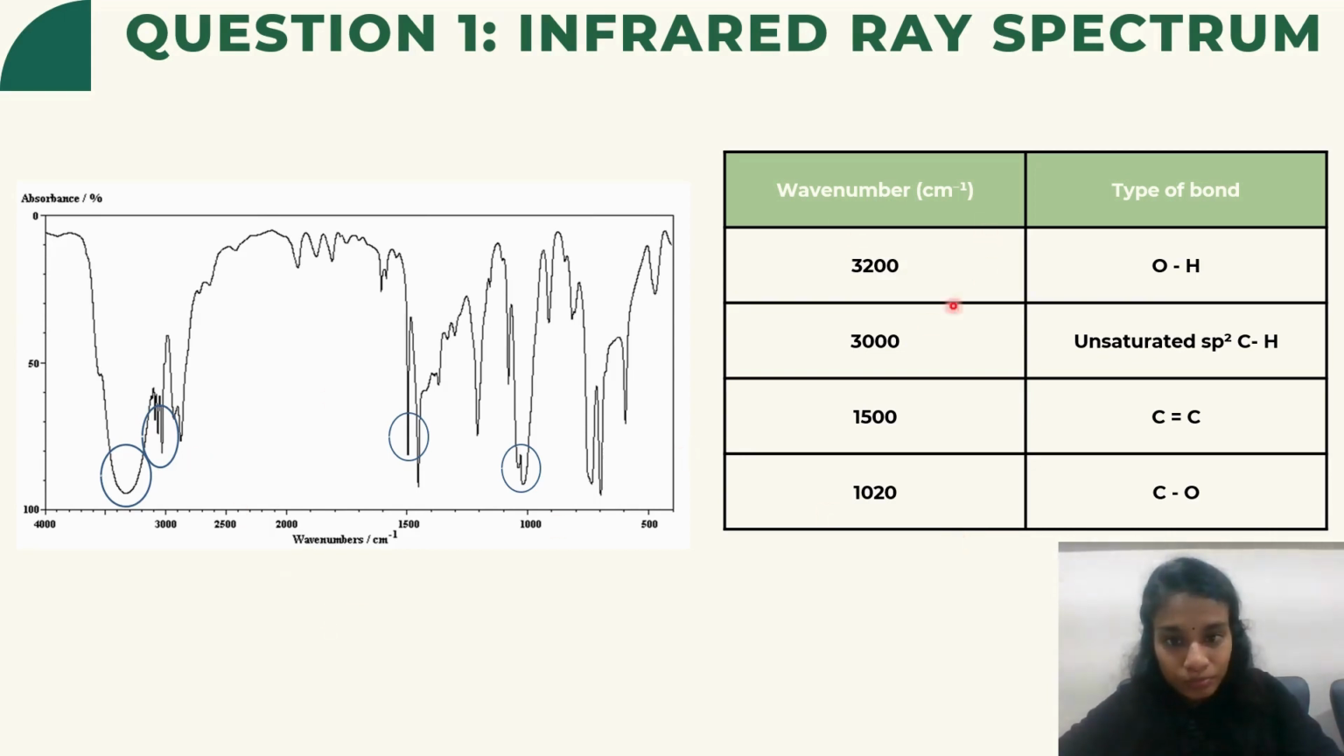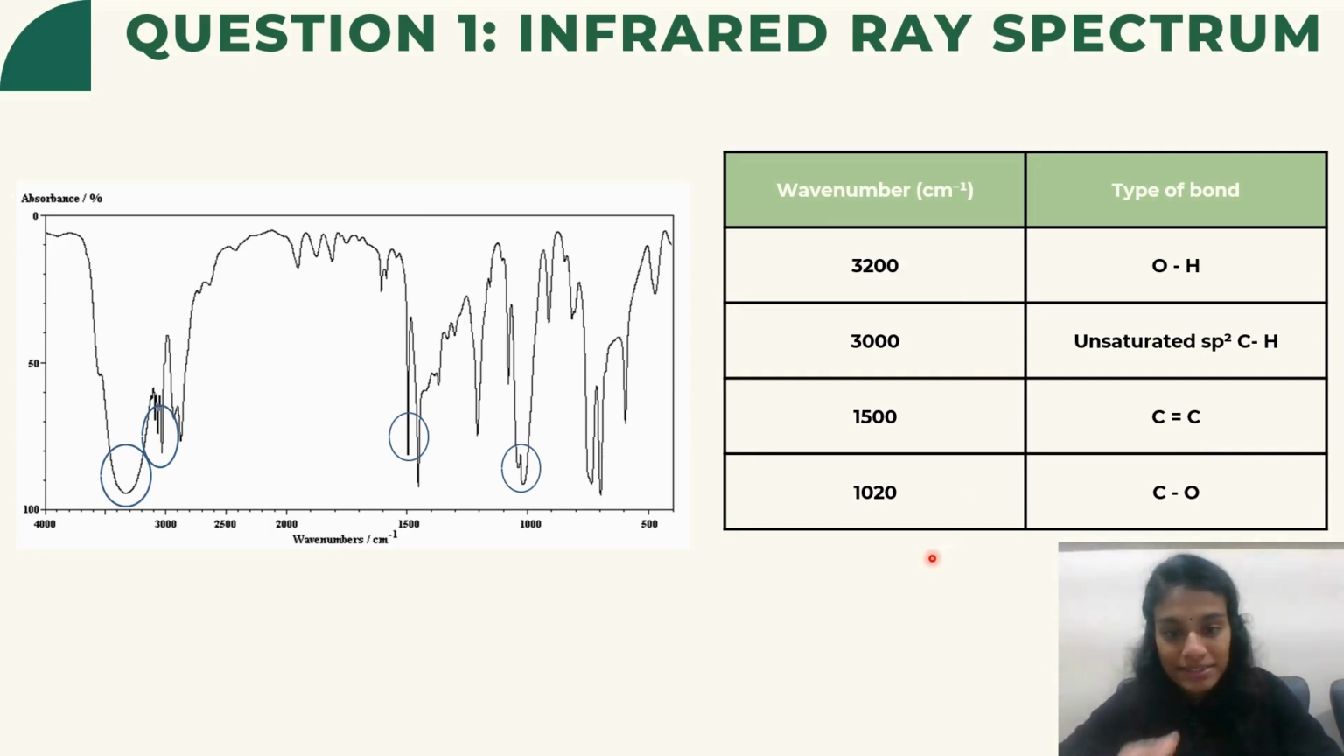At the wave numbers of 3000 and also 1500, both have sharp peaks, where 3000 shows the unsaturated sp2 C-H and also 1500, the C=C bond. These both show the characteristics of the benzene ring.